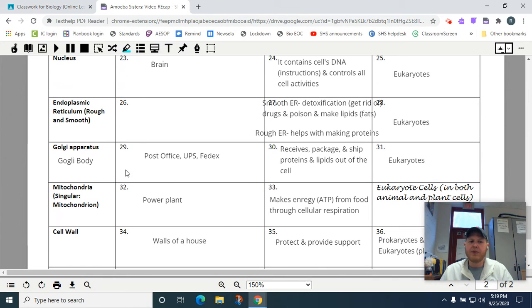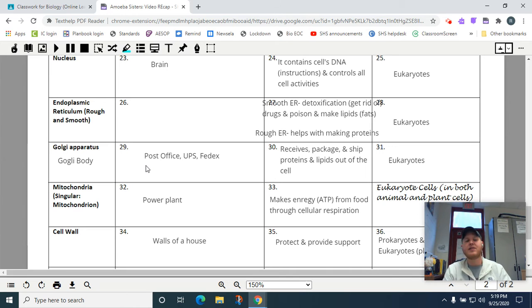Now, we have the Golgi body, or the Golgi apparatus. So the Golgi apparatus is sometimes called the Golgi body. And so this is going to receive, package, and ship proteins and lipids out of the cell. And so if we're thinking receiving, packaging, shipping, that sounds like the post office. That's what the post office or UPS or FedEx does. And so it has a very similar job. That's why we put those things there.